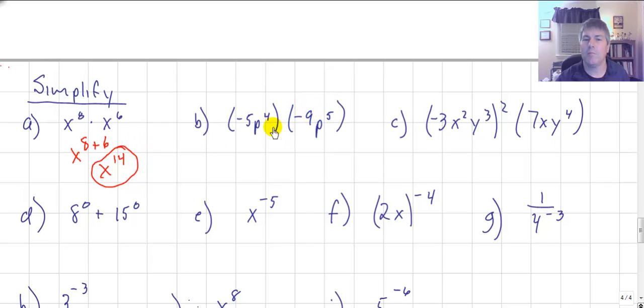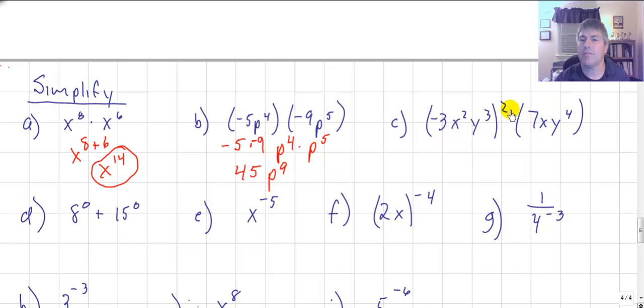Let's do something a little more complicated. Negative 5 times p to the 4th times negative 9 times p to the 5th. Well, that's the same as negative 5 times negative 9. I'm going to take my constants and multiply those. And I have p to the 4th times p to the 5th, in which I will apply my laws of exponents. So my answer here is 45 times p to the 9th power.